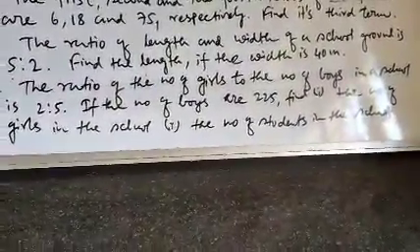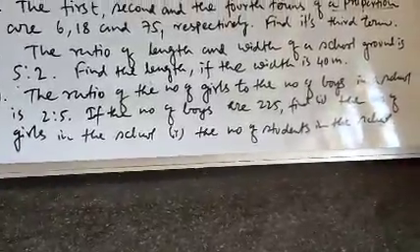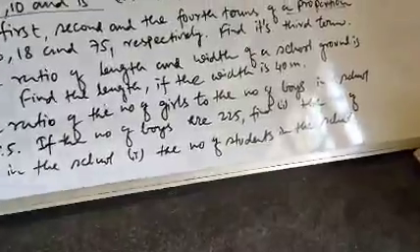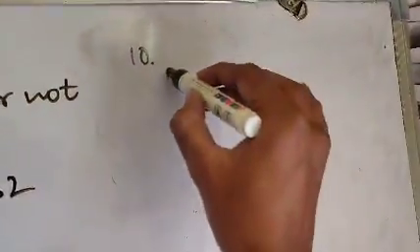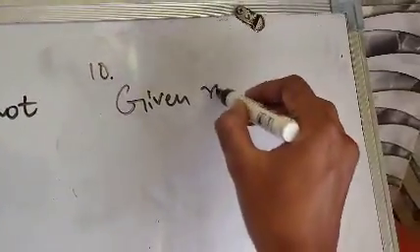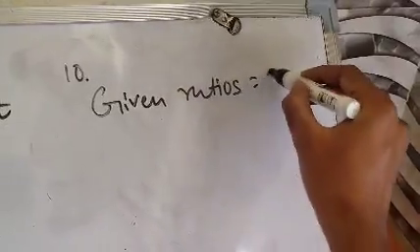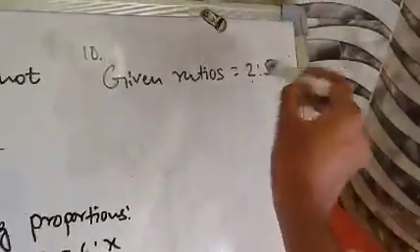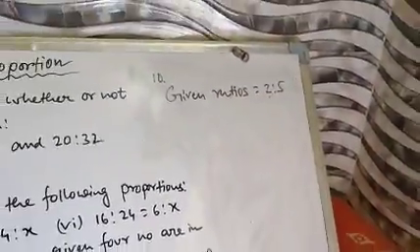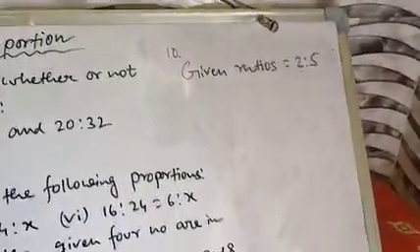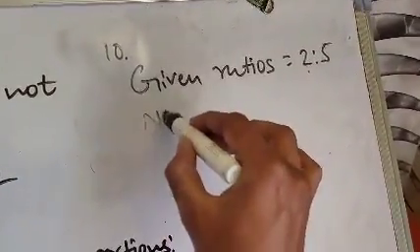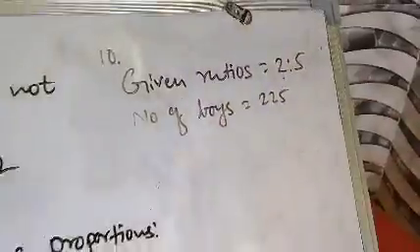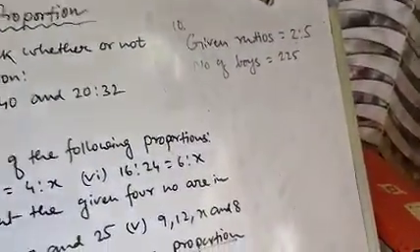The ratio of number of girls to the number of boys is 2:5. So the ratio and the number of boys are given, and we have to find out the number of girls. Given ratio is 2:5. That means if there are 2 girls, there will be 5 boys. Number of boys given is 225. We don't know the number of girls.